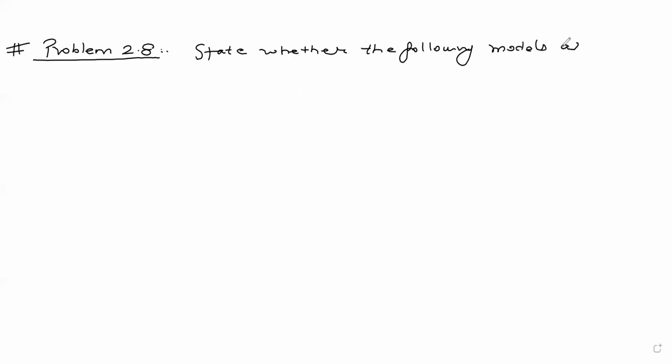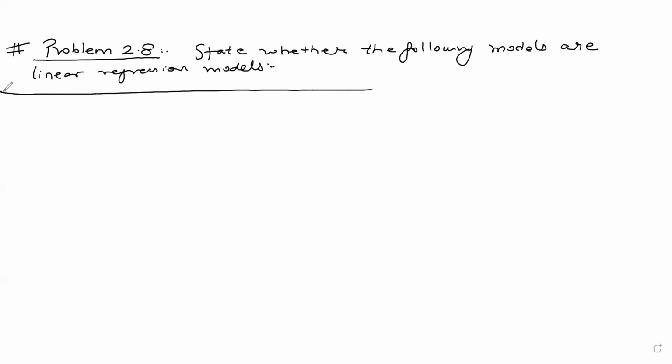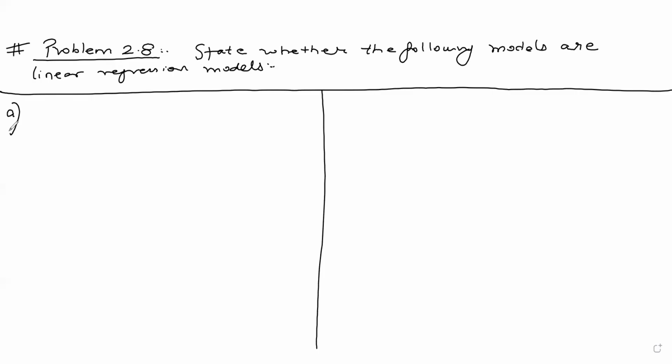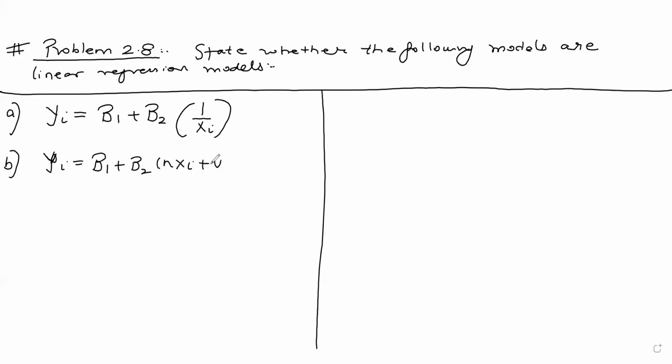Let's look at problem 2.8. Again, this is another back question from the book. State whether the following models are linear regression models. We need to find out whether they are linear regression models. So again, I'm drawing a table where I'm writing the parts on one side and the answers on the other side. So we are given some regression models. Let me write all of them first of all, and then we can answer all of them collectively. So these are all the models given to us.